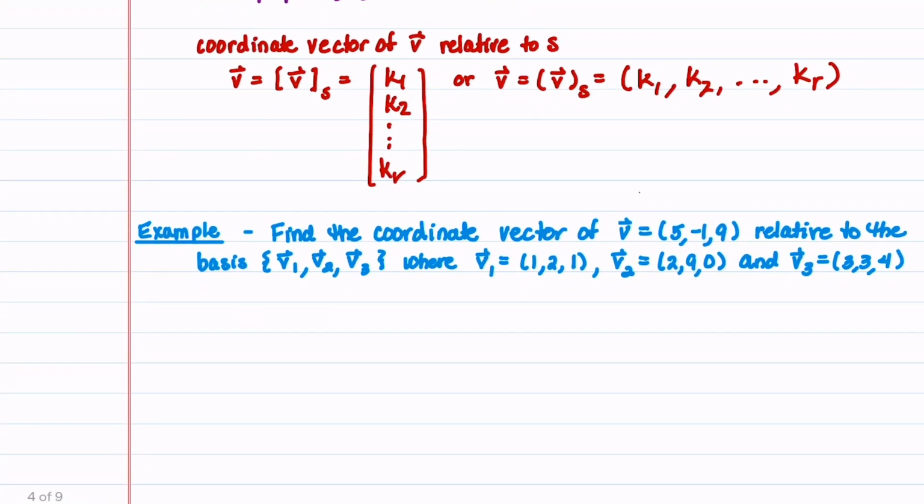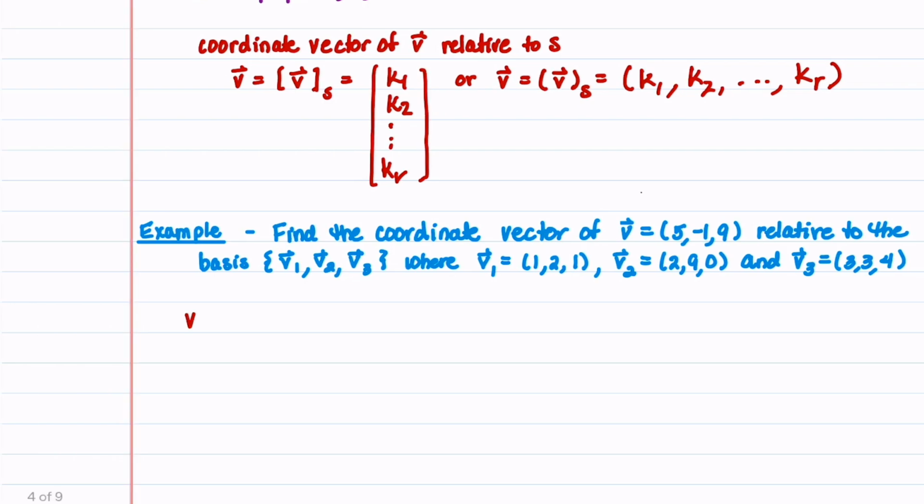Let's now put this theory into practice and do an example problem. In this example, we're asked to find the coordinate vector of v relative to our basis vectors v1, v2, v3. We'll begin by writing down the equation for v. So v is k1 v1 plus k2 v2 plus k3 v3. What we're doing is expressing v in terms of our new basis vectors.